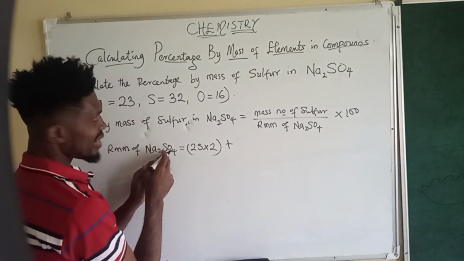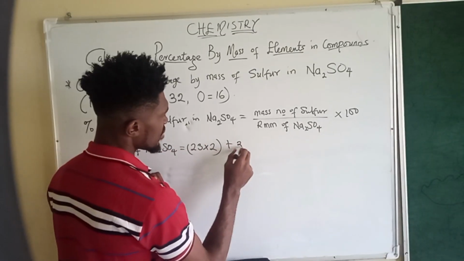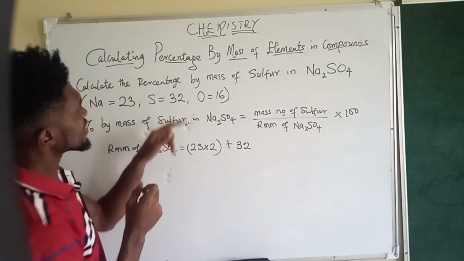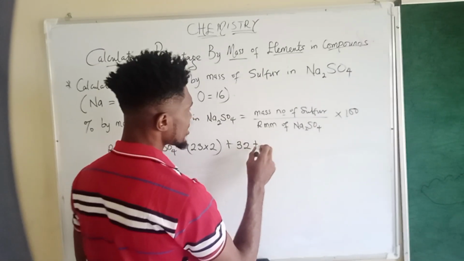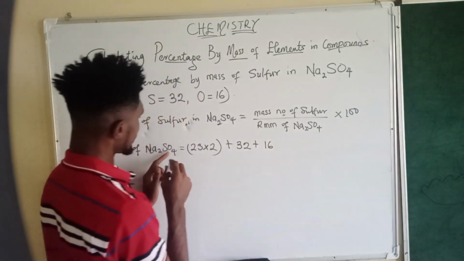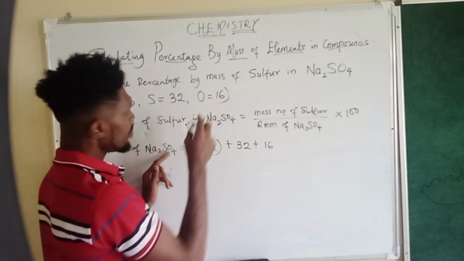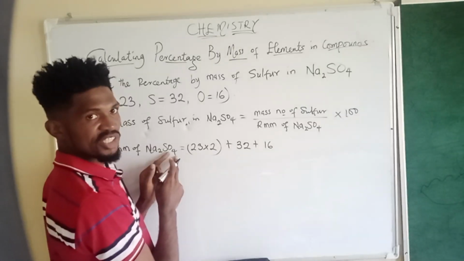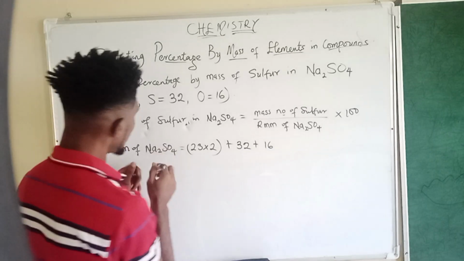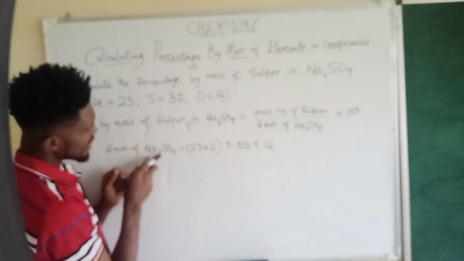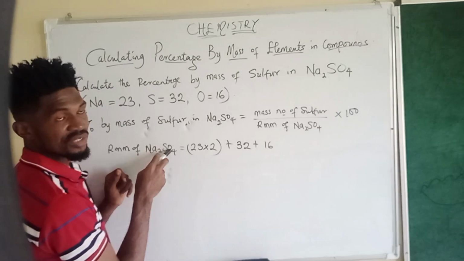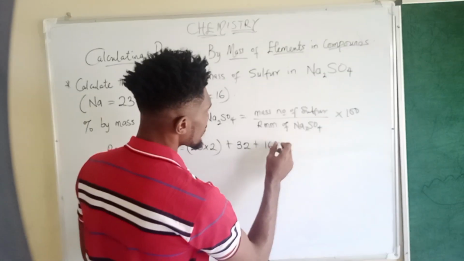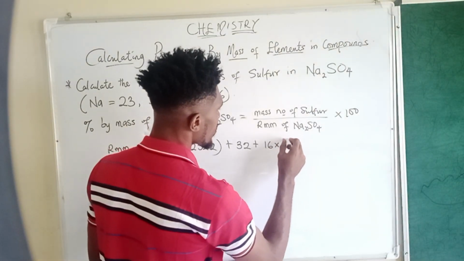Plus the mass number of sulfur. The mass number of sulfur is given as 32. I've been given already. Plus the mass number of oxygen is 16. We'll be given already. But then you have 4 atoms of oxygen. Just like this one, this 2 is affecting only sodium, and this 4 is affecting only oxygen. So we have 16 times 4.